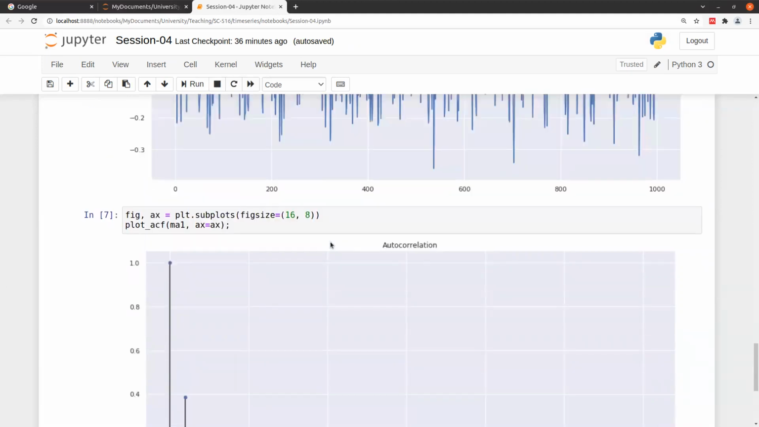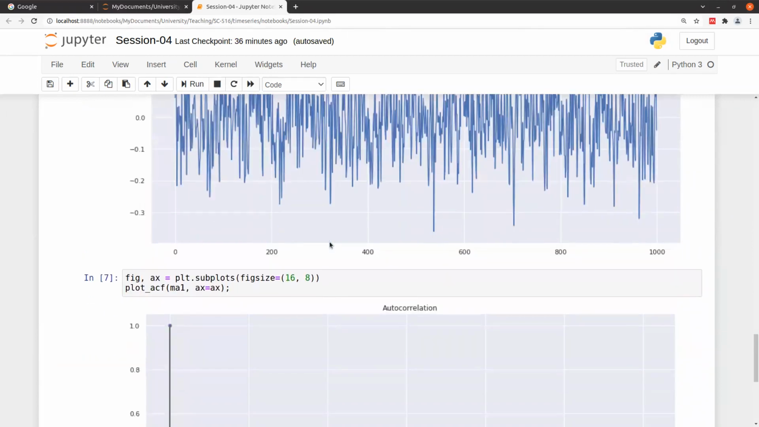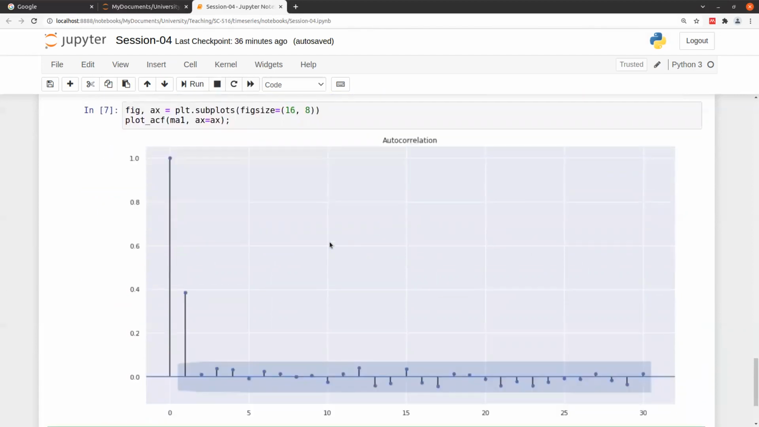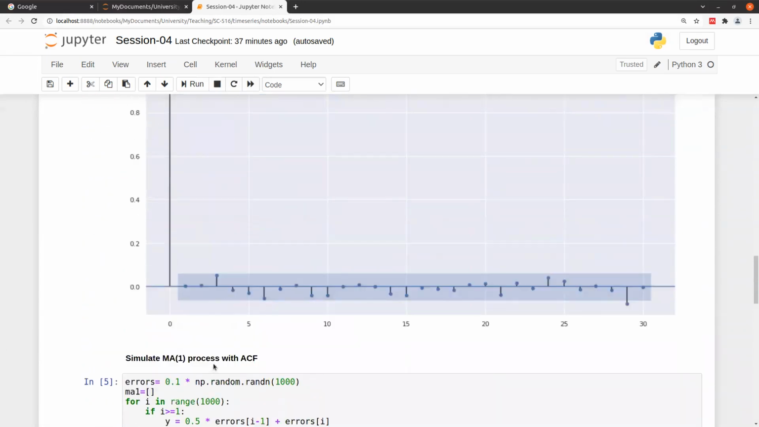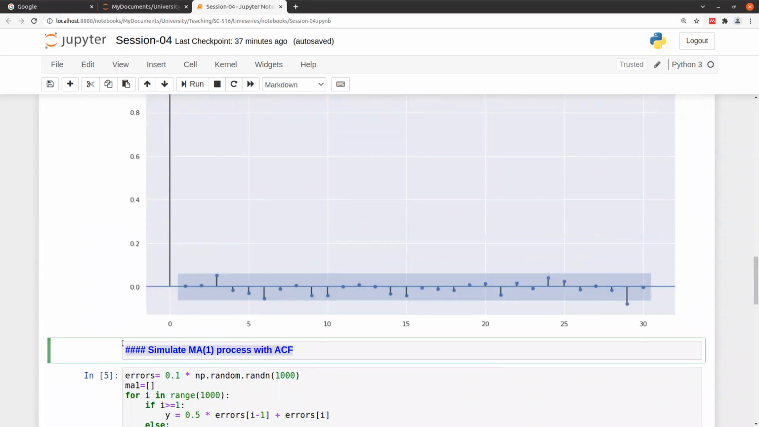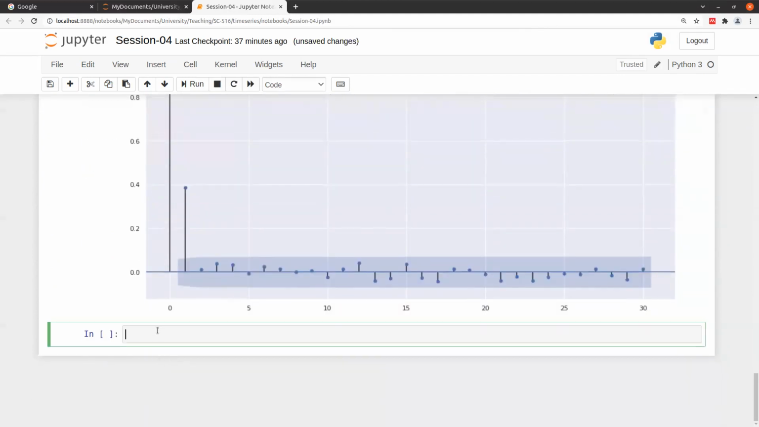Then this is the MA1 process, which means moving average with order 1, right? Then let's check whether the same thing applies to the moving average 2 process as well. Just verify it with the moving average 2 process. So I'm going to simulate.